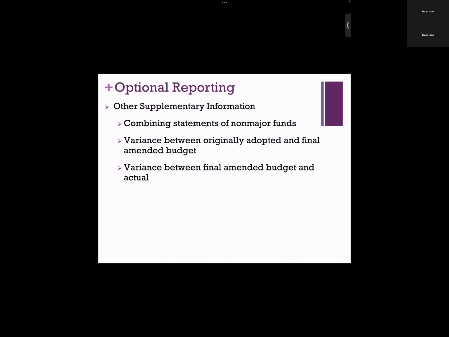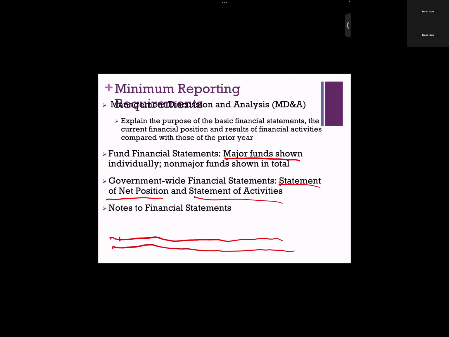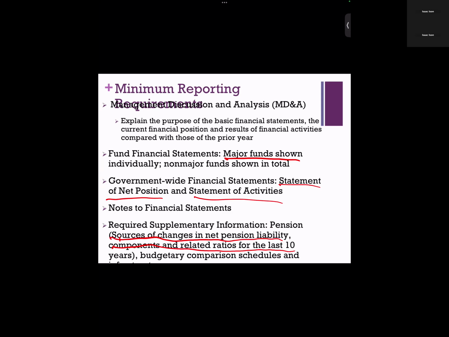I think it just says that in the information. You have this PowerPoint. It's called Government Reporting. I'll make sure that it's in module 2.